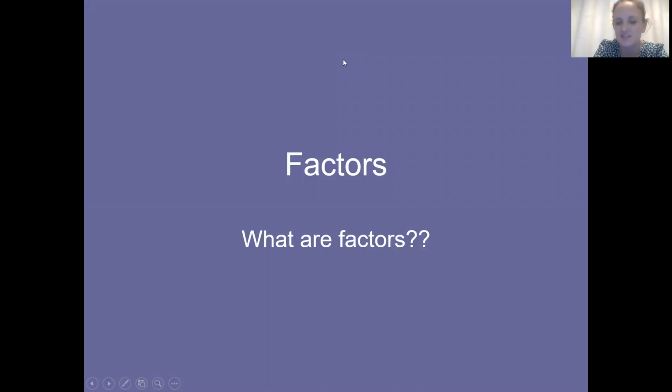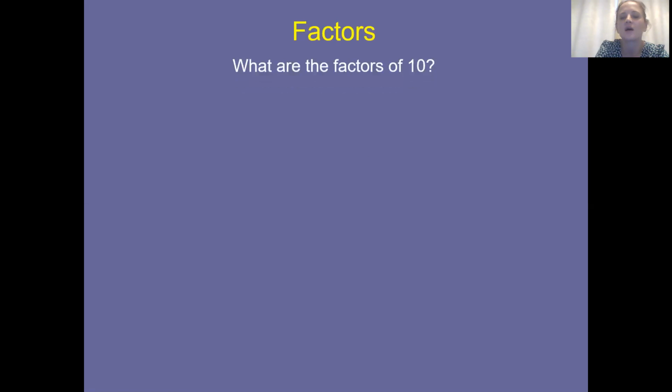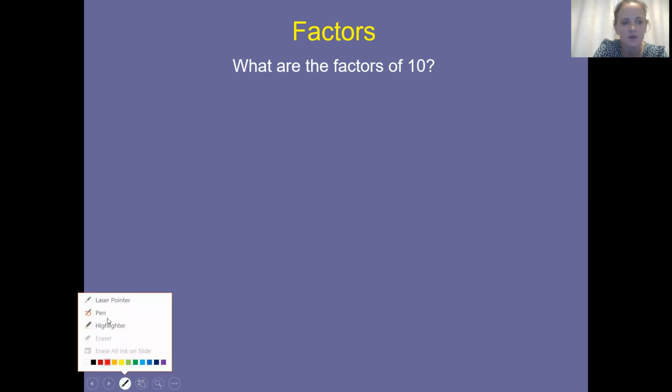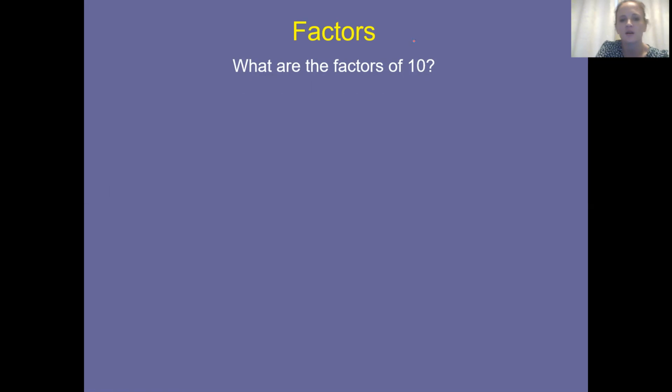So a factor is a number that, well, we have factors. Factors are numbers that you multiply together to get an answer. So if your target number is 10, like we have here, the factors of 10 would be the numbers that you multiply together to get 10. Various numbers have various amounts of factors.